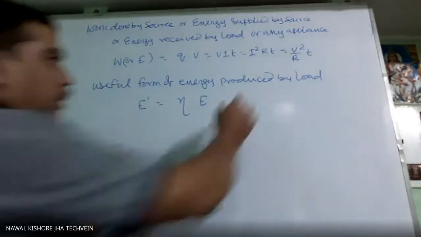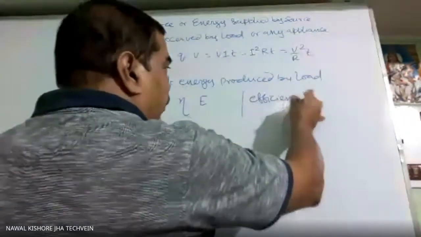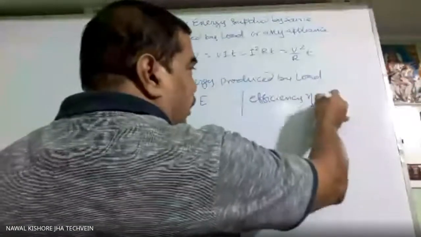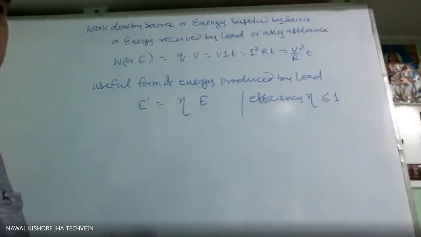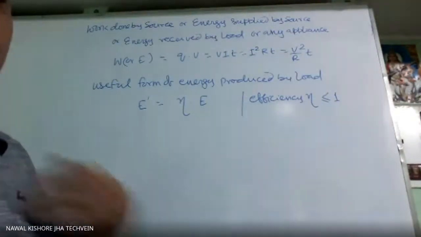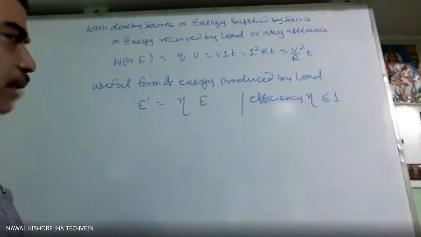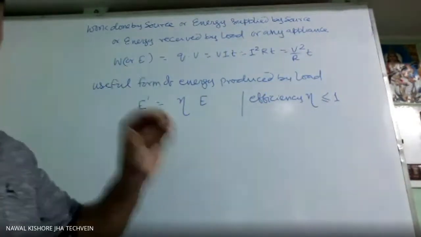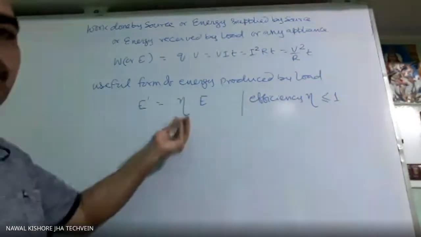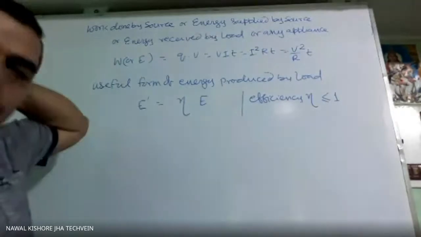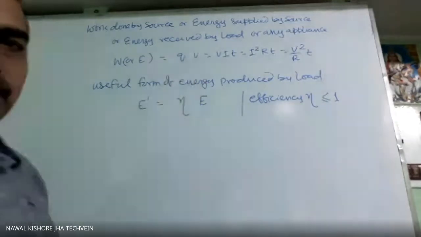Now, as we know, efficiency is less than or equal to 1. It cannot be more than 1. Whatever energy is consumed by the appliance can't produce more than that energy. So sometimes you will be asked, it may be for heating appliance, for light or for fan, whatever it is, for a pump. So whatever energy is consumed, a part of that will be converted into useful energy, and that will depend on the efficiency of that appliance. Till here we have done.